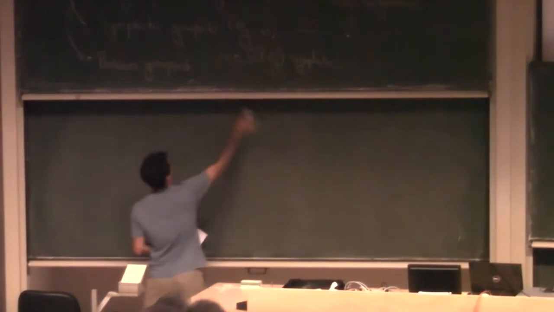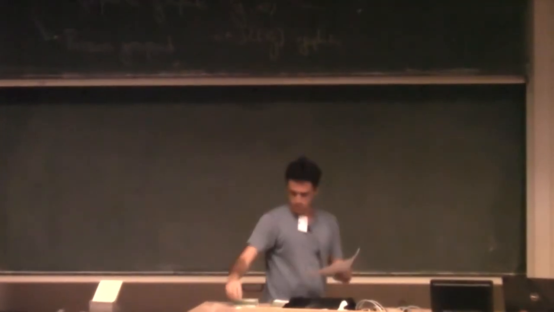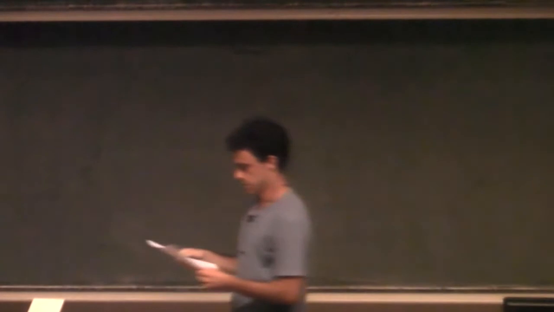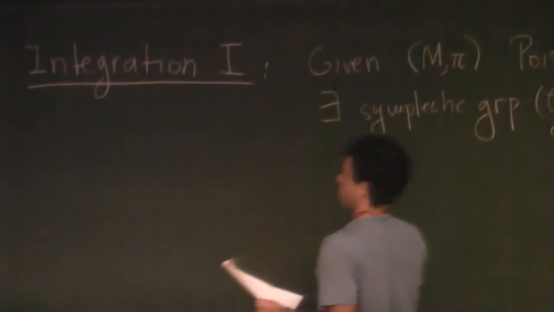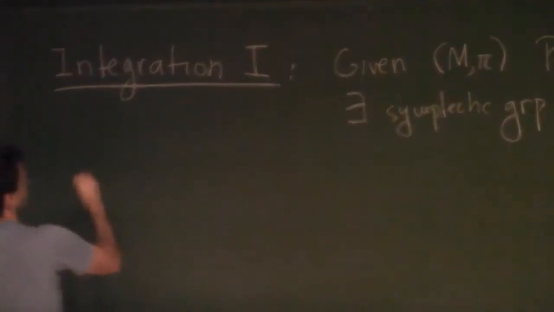Now, okay, so let me just see how to do this. Okay, so I wrote here integration 1. That was the first integration problem. So this is another integration problem that you could state if you have a Poisson manifold.